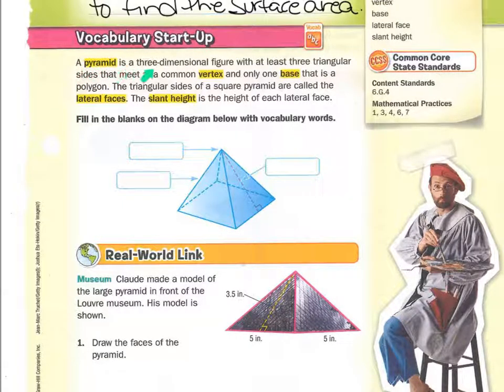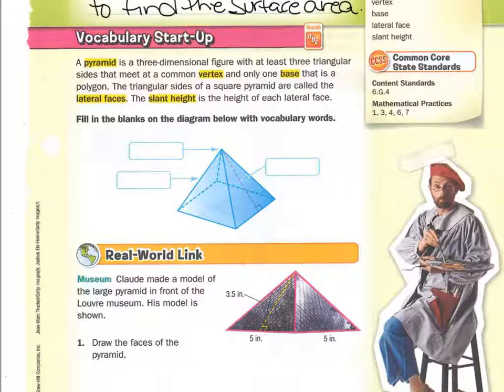A pyramid is a three-dimensional figure with at least three triangular sides that meet at a common vertex. The vertex is right here. And only one base, that's the base, these are the triangular faces, okay? One base that is a polygon. You can see that the base on this one is a square. The triangular sides of a square pyramid are called the lateral faces. Okay, those are the lateral faces. The slant height is the height of each lateral face. So kind of like the height that the pyramid is slanted, or the height of the triangles.